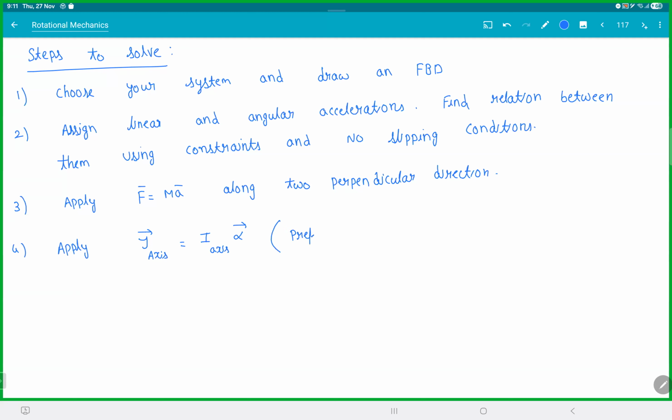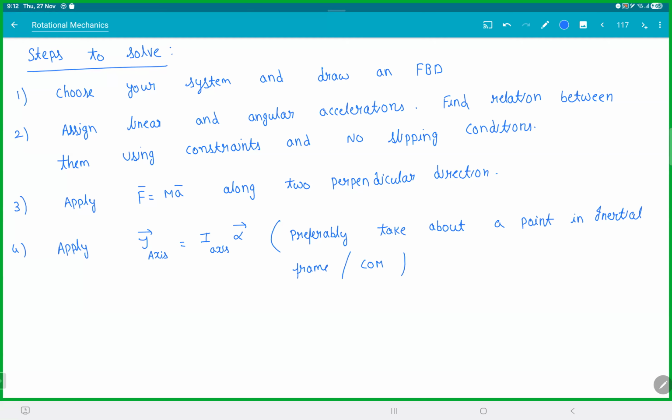Preferably, whenever you're trying to take torque, take it about a fixed point, like a hinge or something, about a point in inertial frame, because you don't want to apply pseudo force. But if you cannot find any point which is in inertial frame, then center of mass. Center of mass is always the safest point, and you will see why.